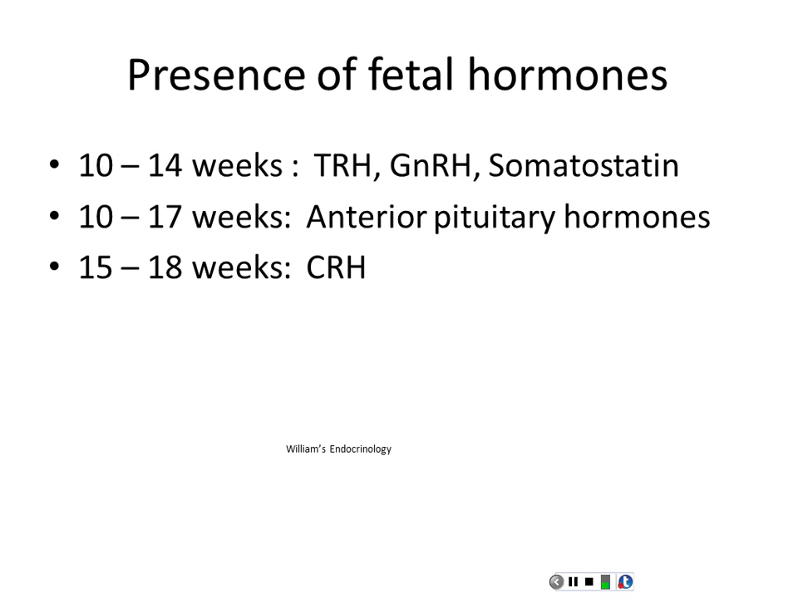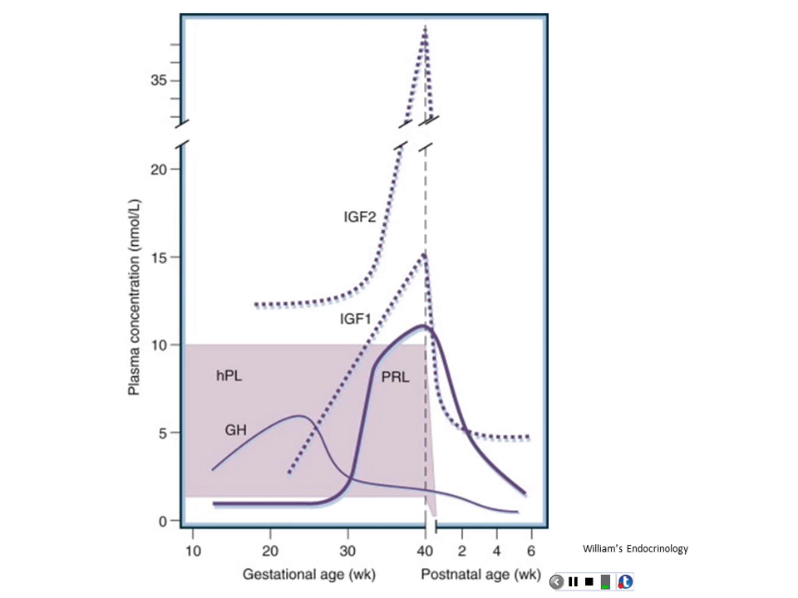And in terms of the hormones, between 10 to 14 weeks, GRH, GnRH, and somatostatin are produced, and they can be found in the fetal plasma. 10 to 17 weeks, the anterior pituitary hormones can be detected. In 15 to 18 weeks, CRH, corticotropin-releasing hormone, can be detected as well. I'm going to show you some graphs of this as well, but basically by 20 weeks, you can see detection of these hormones.